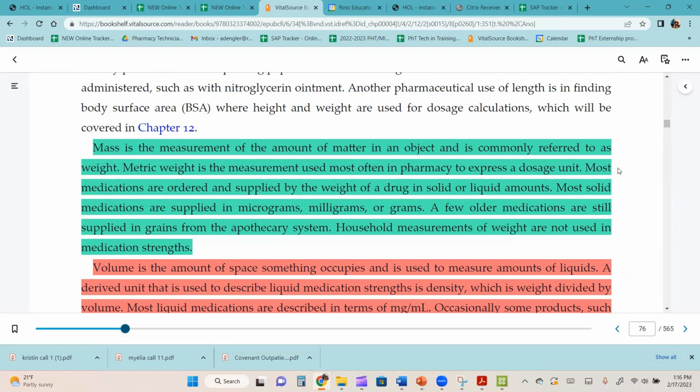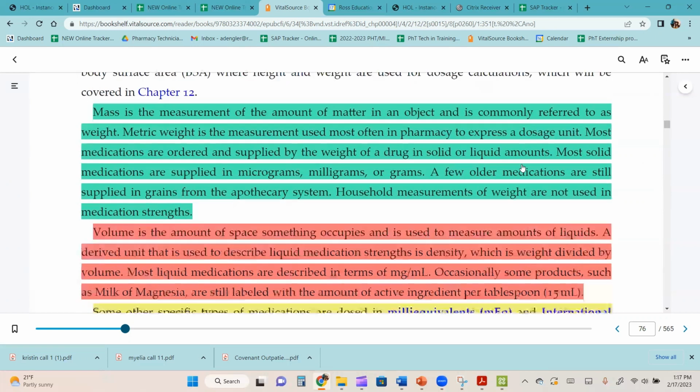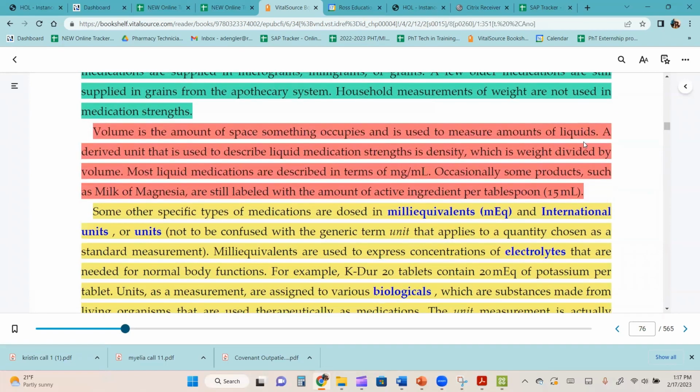Metric weight is the measurement used most often in pharmacy to express a dosage unit. Most medications are ordered and supplied by the weight of a drug in solid or liquid amounts. Most solid medications are supplied in micrograms, milligrams, or grams. A few older medications are still supplied in grains from the apothecary system. Household measurements of weight are not used in medication strength.